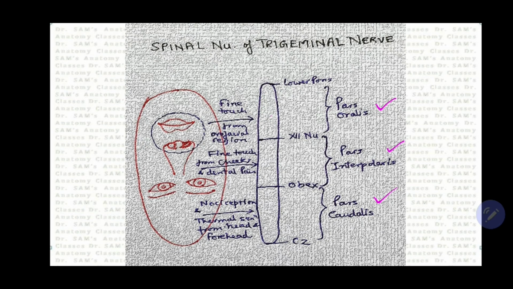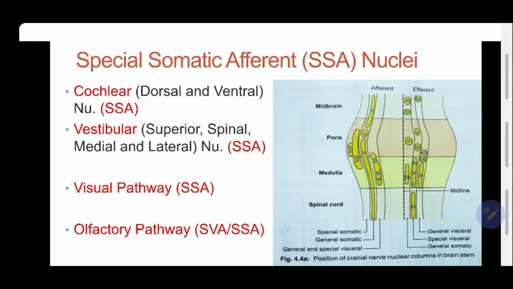So this is about the spinal nerve nucleus, and as I said, I have made this for you to understand. Now I will be teaching you about the lateral-most functional column, that is the special somatic afferent functional column, and it includes the nuclei of, this is the special somatic afferent functional column, the lateral-most.